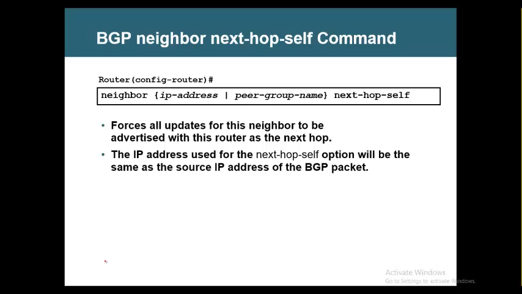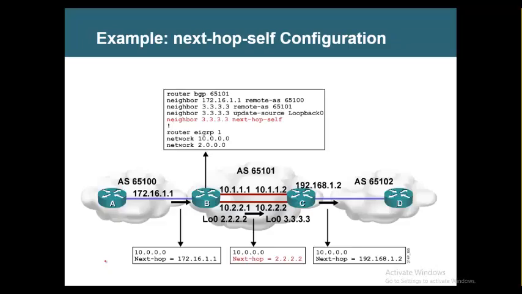This will force all the updates for its iBGP neighbor to be advertised with this router's address as the next hop. The IP address used for the next-hop-self option will be the same as the source IP address of the BGP packet. So if you are sourcing with the loopback, then the loopback address will be the next hop. If you are sourcing with the default exit interface address, then that will become the next hop. And here is an example. Kindly go through this picture for a minute and let me know if you have a question.